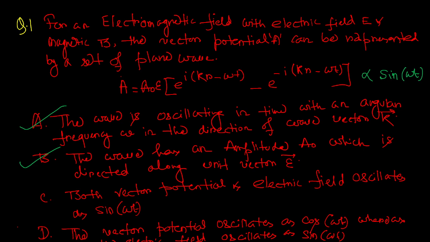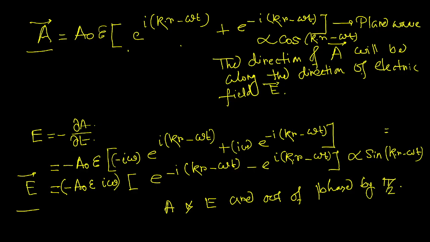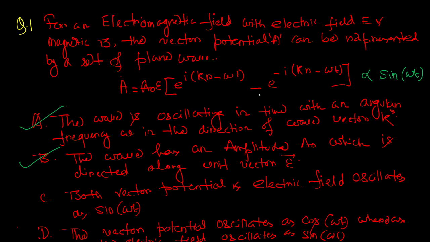But as I mentioned previously, in the previous deduction we saw that if the plane wave is a cos function, then your electric field will be a sine function. So both here you can see the sign has been changed. If the vector potential is a sine function, then your electric field should be out of phase, that should be a cos function. So this is an incorrect option.